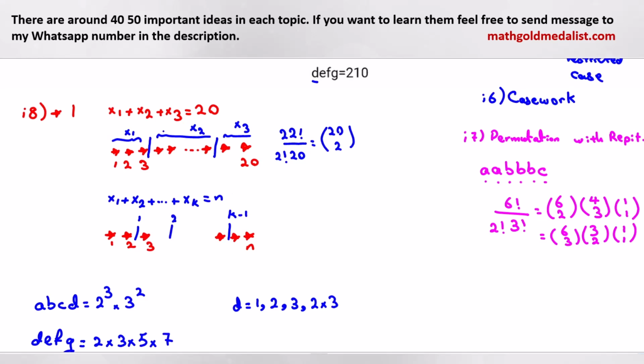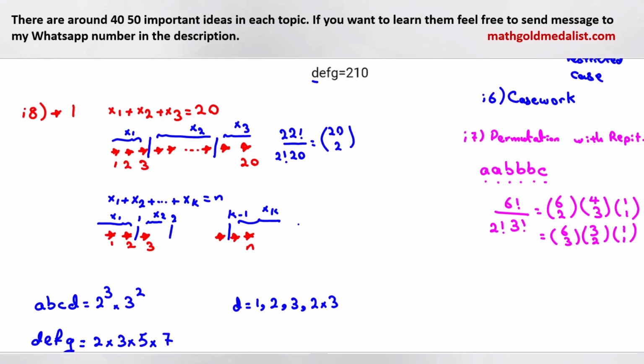Because for 3 variables we had 2 dividers, since it's split into 3 parts. For k variables, we need k minus 1 dividers. Why? Because it's x1, x2, and the last one will be xk.